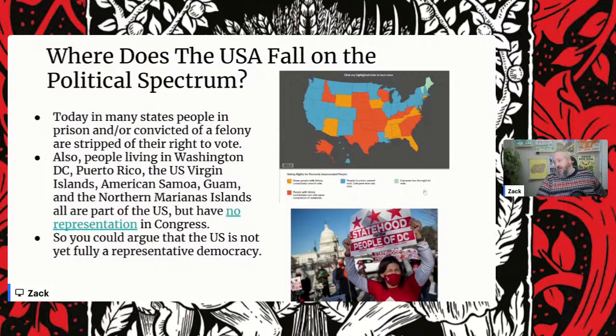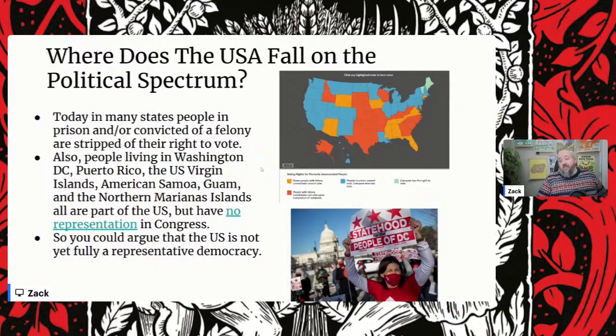And in green, I believe just the two states here, everyone has the right to vote, whether or not you are in prison. So that could be your standard. If this were to change to an entirely green map where everyone can vote no matter what, maybe that's your standard for us finally having a representative democracy in the truest sense. Kind of depends on where you put the needle.